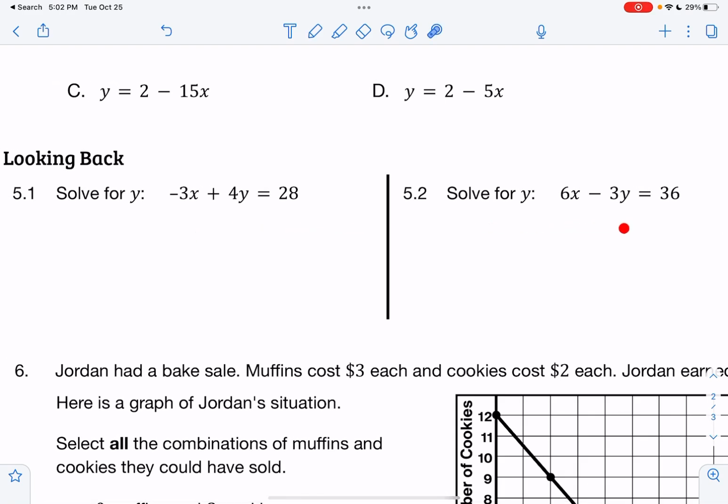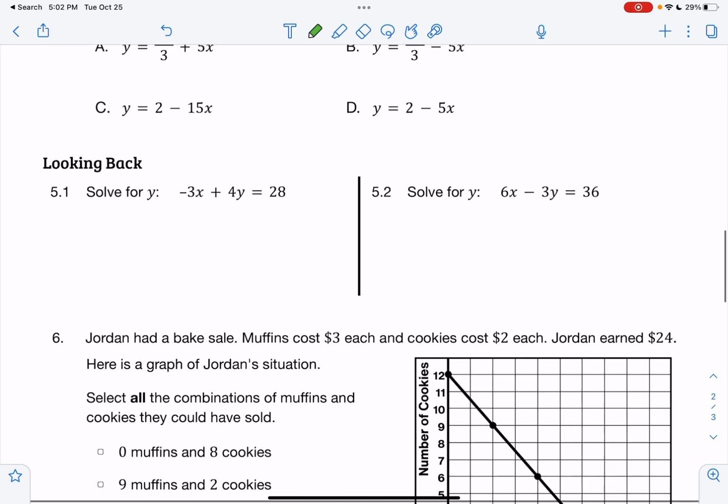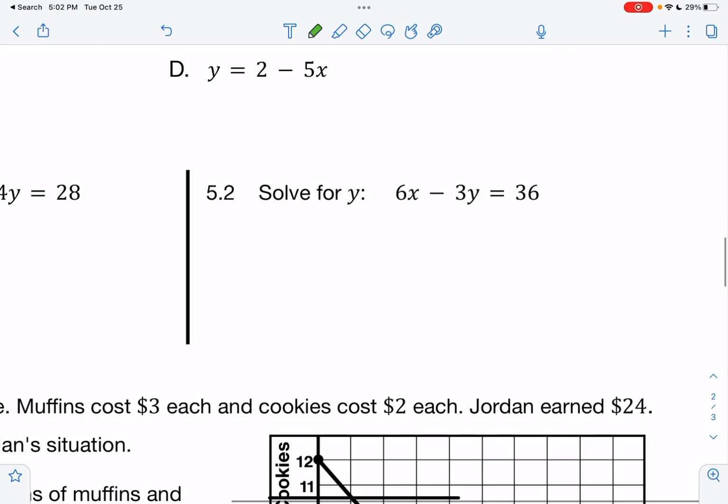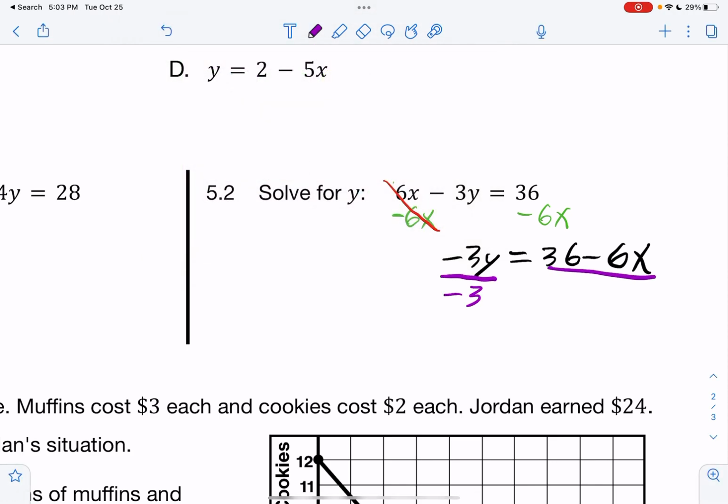All right, here we have some solving for y. I'll do the one on the right. I'll leave the one on the left for you. Okay, so remember, solving for y, we'll try to get the y thing by itself. The thing in the way of y being by itself is a 6x. So subtract 6x from both sides. That leaves us with 0 minus 3y. Remember, writing 0 is kind of a waste of time. So equals 36 minus 6x. Next step would be to divide by negative 3 on both sides.